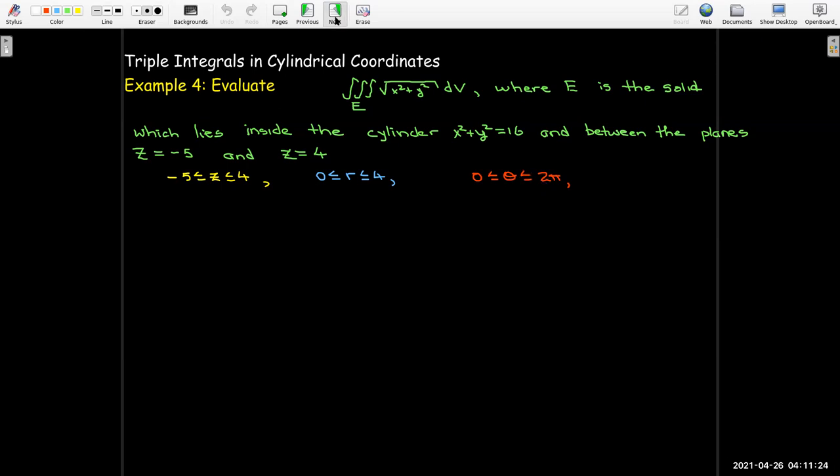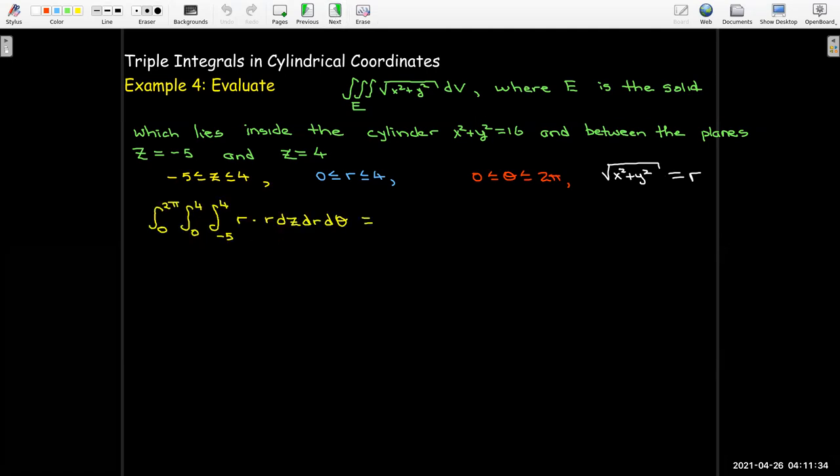And what about the integrand? Well, radical x squared plus y squared is just r. So the triple integral, the iterated integral in cylindrical coordinates, well, all of the bounds are constants. So I could actually write this in any order, but I go ahead and put z on the inside. So my bounds go from negative 5 to 4. r goes from 0 to 4 in the middle, and theta goes from 0 to 2 pi on the outside. I have r, which is what my integrand is in cylindrical coordinates. And then dV, remember, is r dz dr d theta.